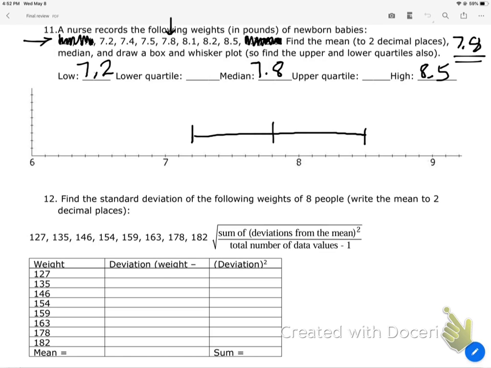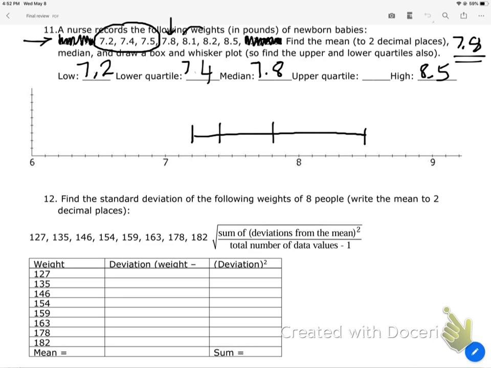Right, what's the lower quartile? So remember, the lower quartile is the middle of the bottom set. So here's the bottom set, okay? Because remember, 7.8 was the median. Can you see 7.4? So 7.4 is my lower quartile. So where's 7.4? 1, 2, 3, there, 7.4.